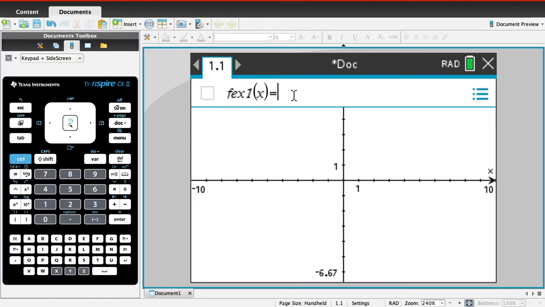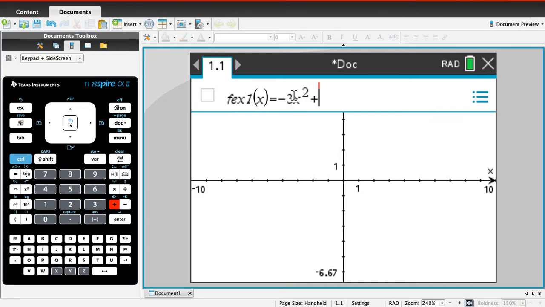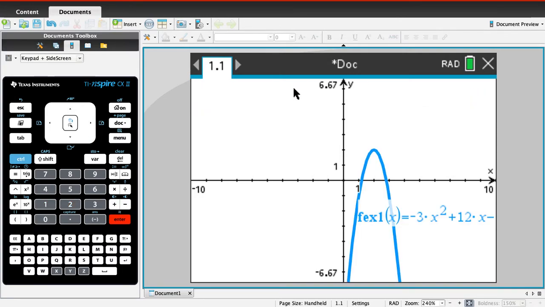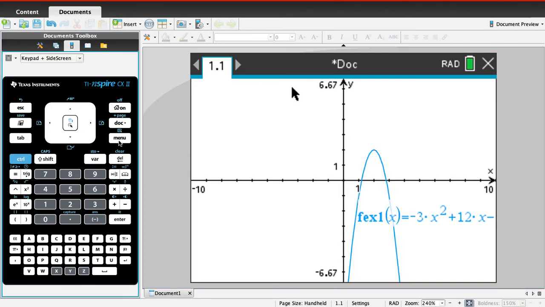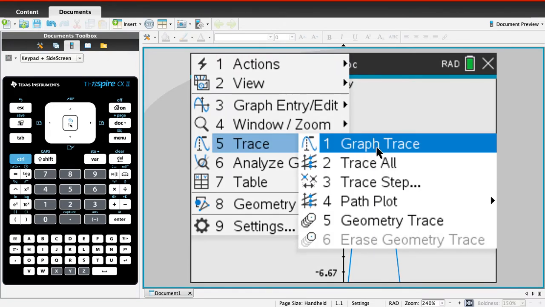And I'm going to go ahead and type in my equation. Negative 3x to the power of 2 plus 12x minus 10. Okay, so I have my graph. I'm going to do a graph trace. So I'm going to hit menu, trace.